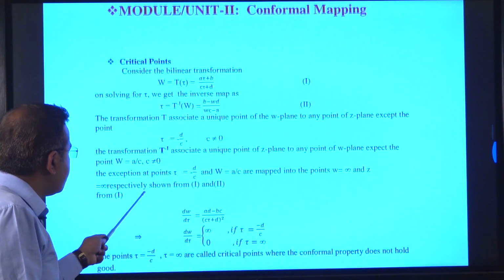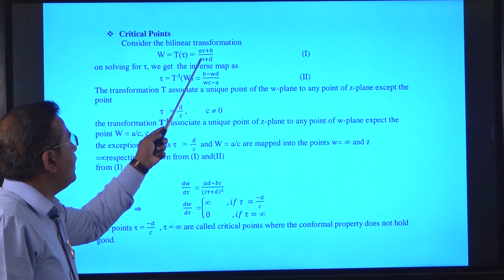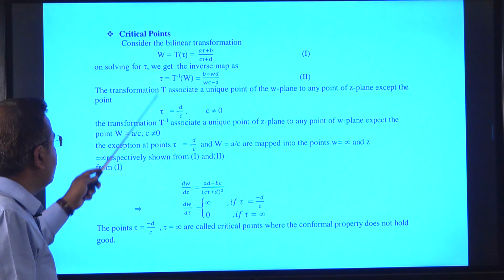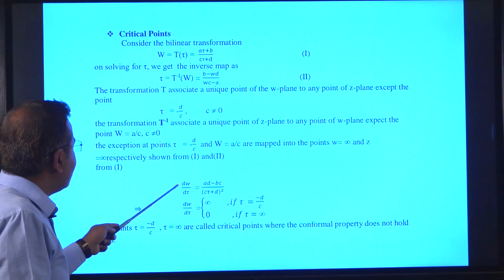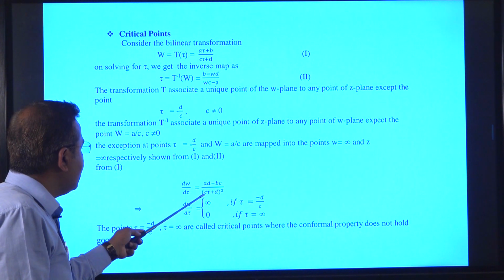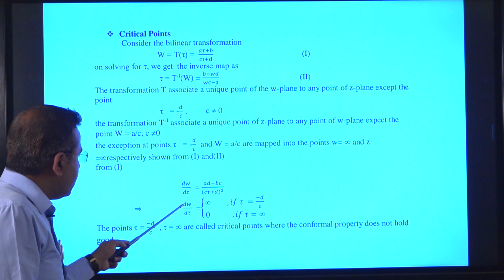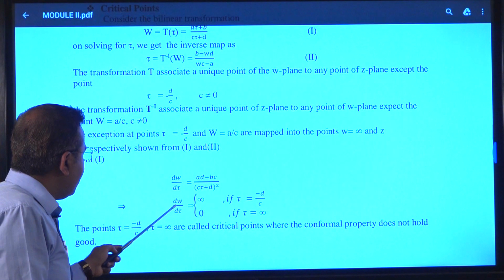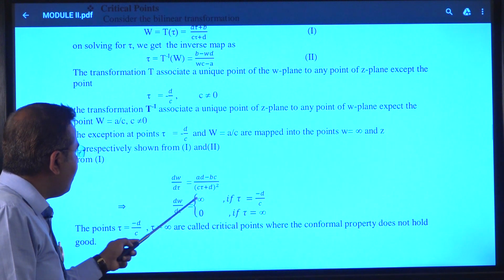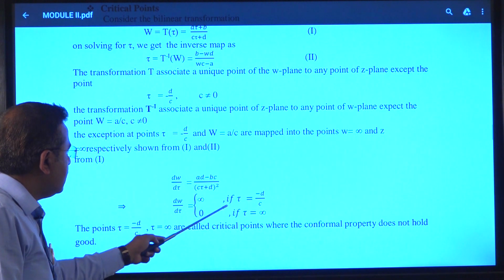See here, suppose W equal to (A tau plus B) divided by (C tau plus D). When we differentiate both sides with respect to tau, the equation becomes dW divided by d tau equal to (AD minus BC) divided by (C tau plus D) whole square. Now see here, dW by d tau equals infinity if tau equal to minus D by C, and when tau equals infinity, this result becomes 0. So these are the conditions.